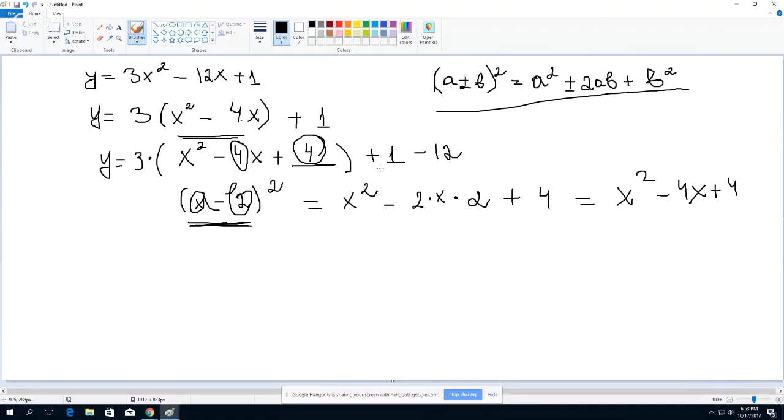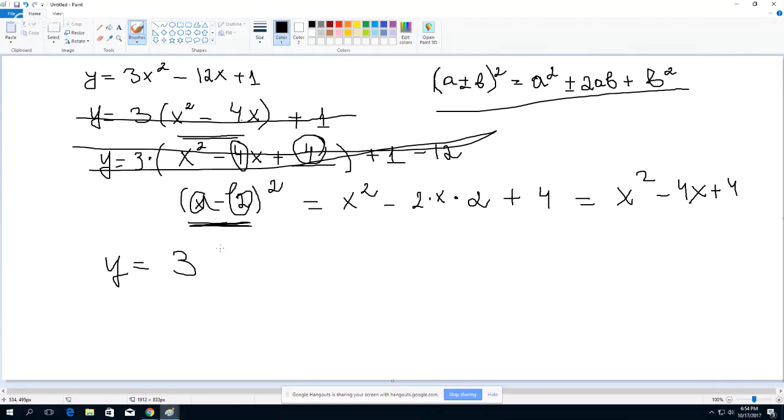Okay. Do you understand this part? What we are subtracting? I think so. Okay. Let's do it in a little bit other way, because this is a little confusing. Let's pull out 3 from the whole equation. So it would be x squared minus 4x, and then it would be plus 1/3, right?